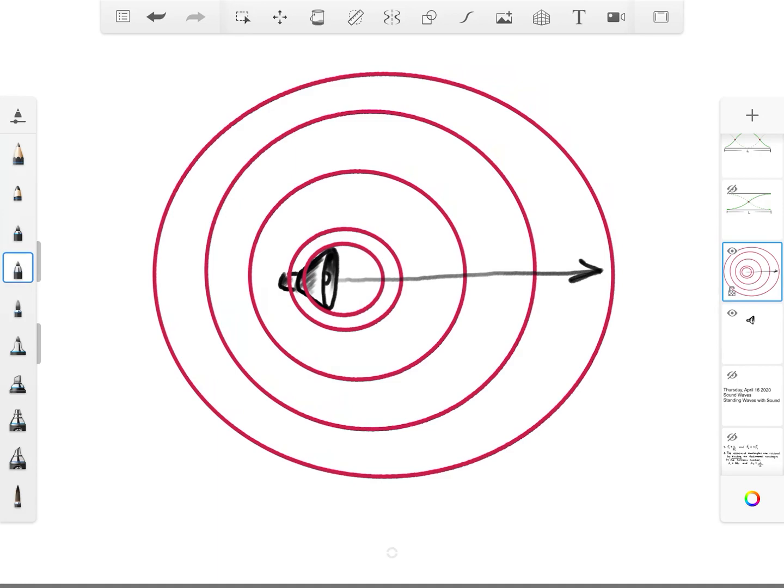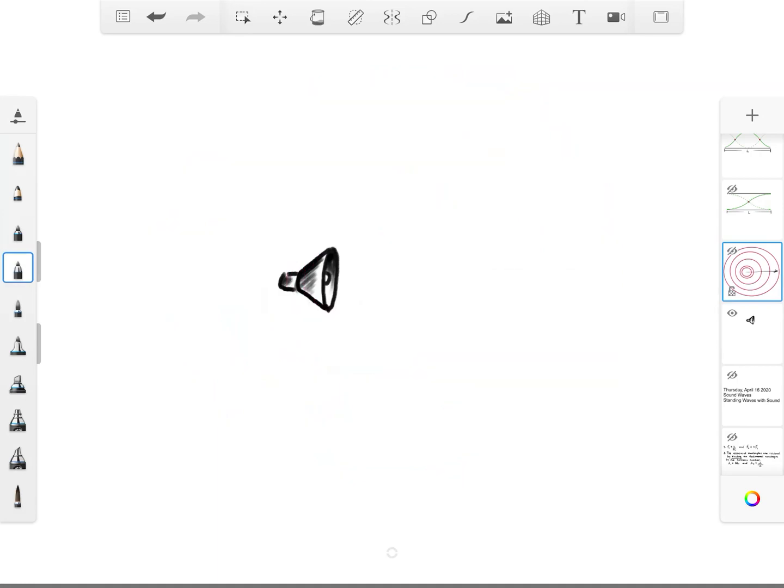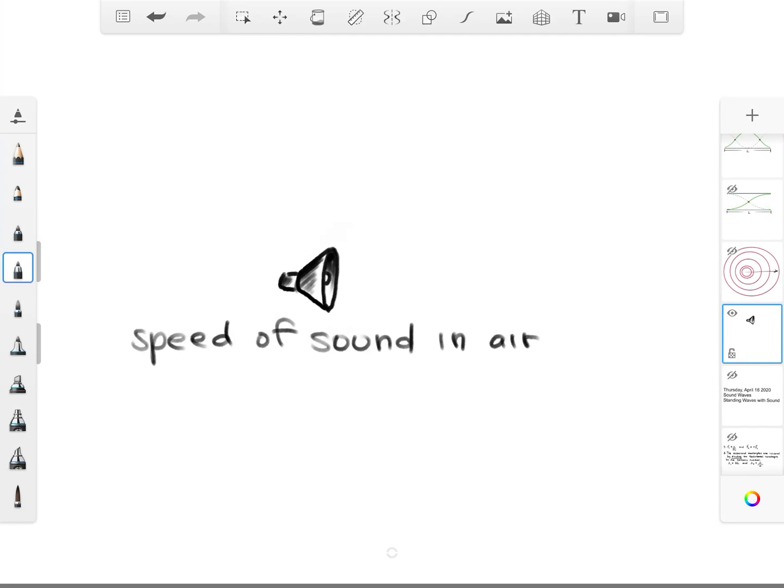Now, all of the stuff that we learned the other day about waves, meaning wave speed, wave frequency, and wavelength, are all applicable to sound. But one thing about sound makes it a little bit easier: the speed of sound is a well-known constant in air. So the speed of sound in air, let's call this v_s, is 343 meters per second.